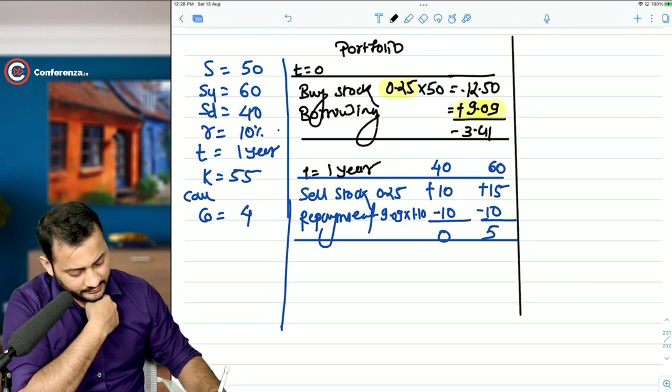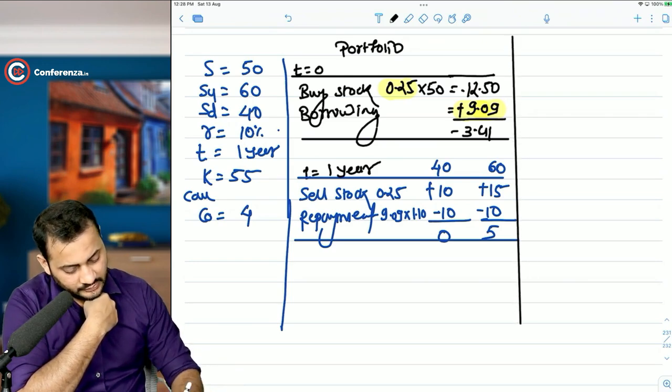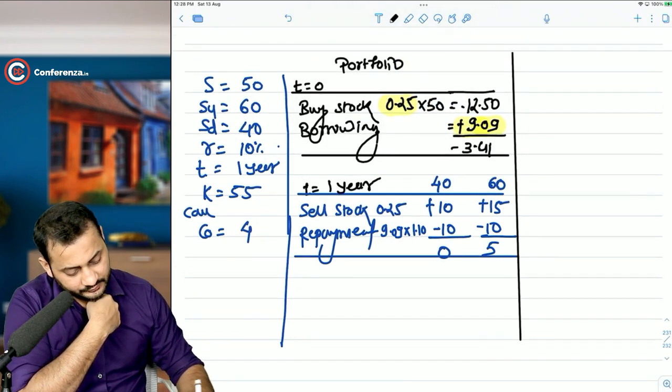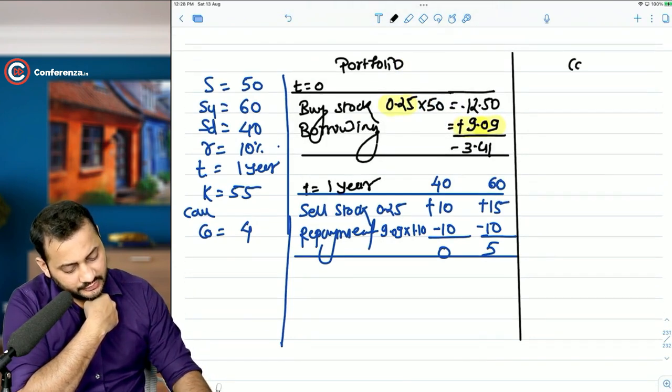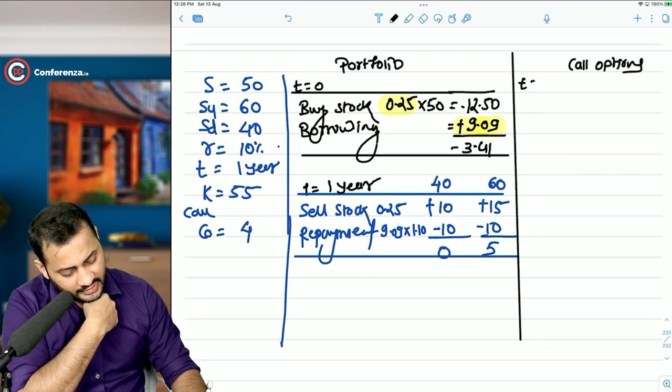Now the last part. Let's create a position in the derivatives market. At time 0, do one thing, buy call option.